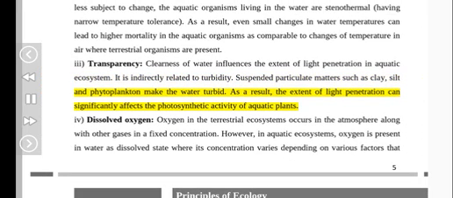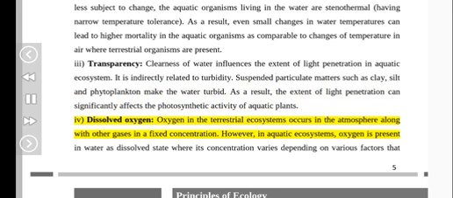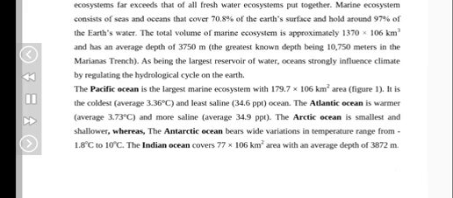As a result, the extent of light penetration can significantly affect the photosynthetic activity of aquatic plants. Dissolved oxygen. Oxygen in the terrestrial ecosystems occurs in the atmosphere along with other gases in a fixed concentration. However, in aquatic ecosystems, oxygen is present in water as dissolved state where its concentration varies depending on various factors that influence the input and output of oxygen in water.